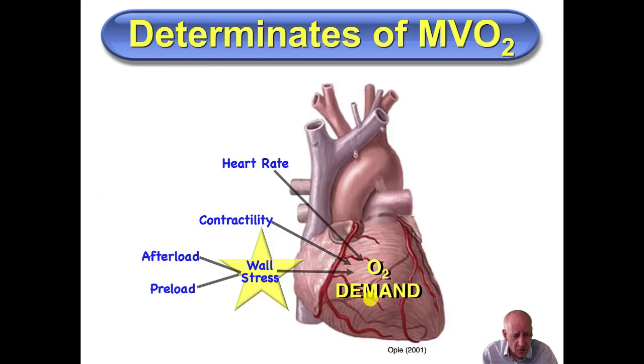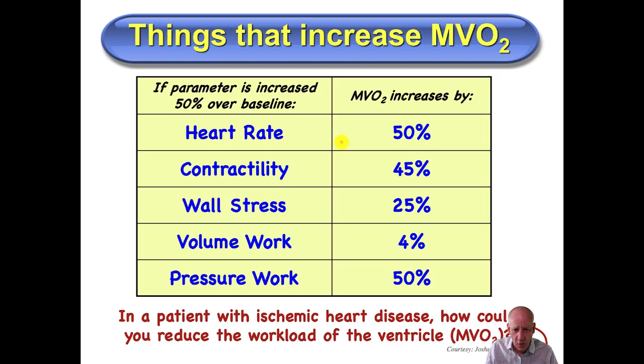The MVO2 will increase as the heart beats faster, as the ventricles pump with greater vigor, and if they are called to eject against an afterload pressure. And remember, pressure work is energetically expensive. The MVO2 will also increase, but not as much, if the heart is called upon to pump greater volume. This table illustrates that quantitatively.